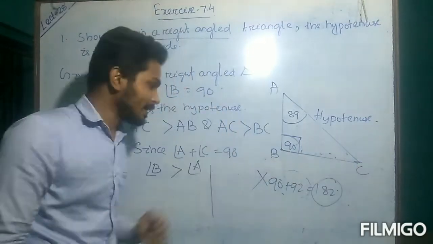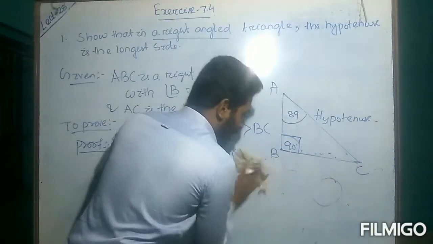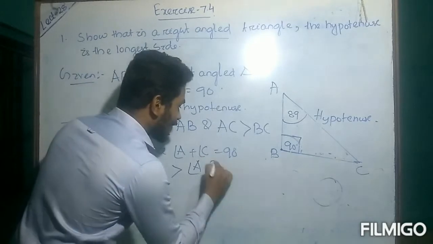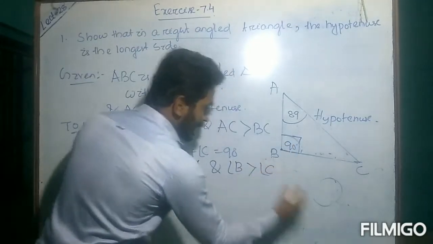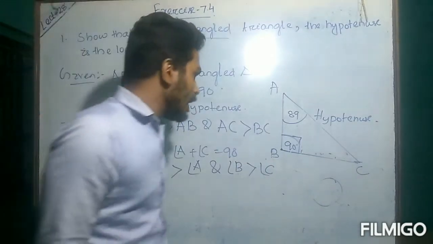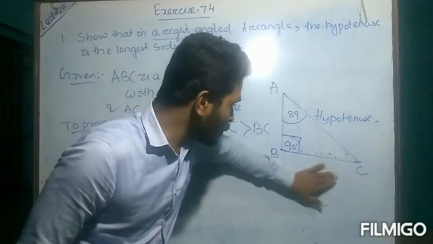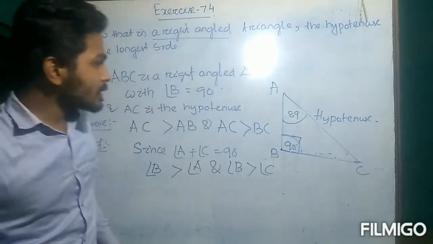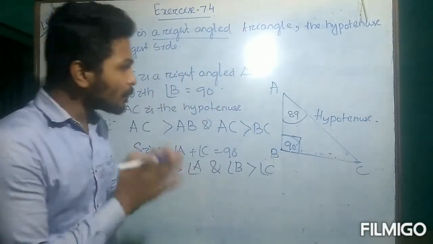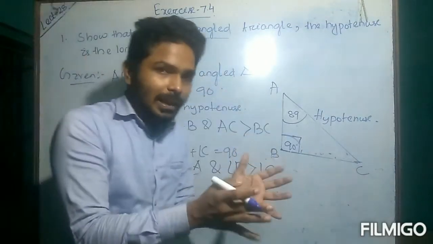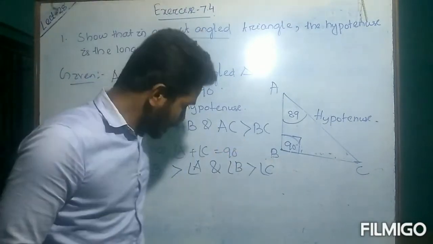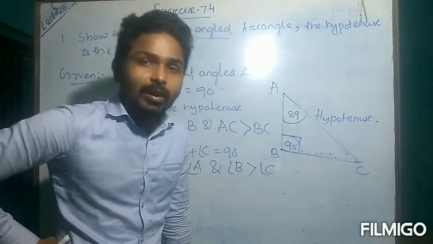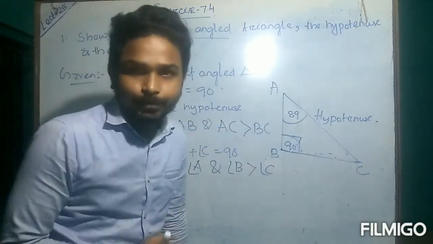This angle is greater. Okay? So simply we can write angle B is greater than angle C. Now remind the theorem number 7.7. According to theorem 7.7, we know if in a triangle two angles are unequal, then the opposite side of the longer or larger angle is longer.